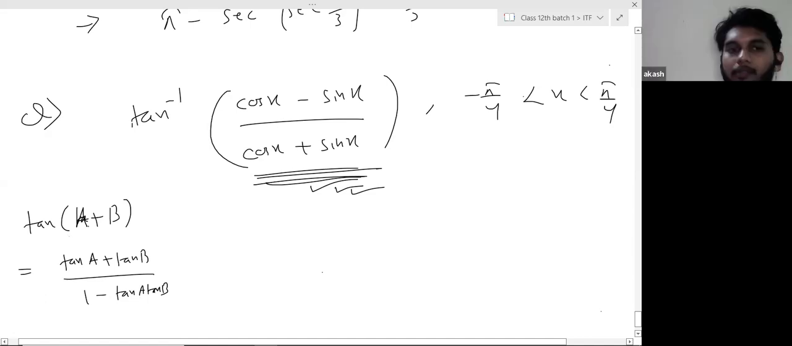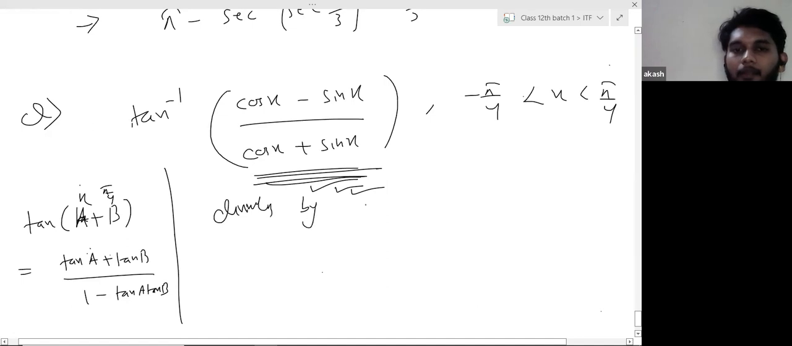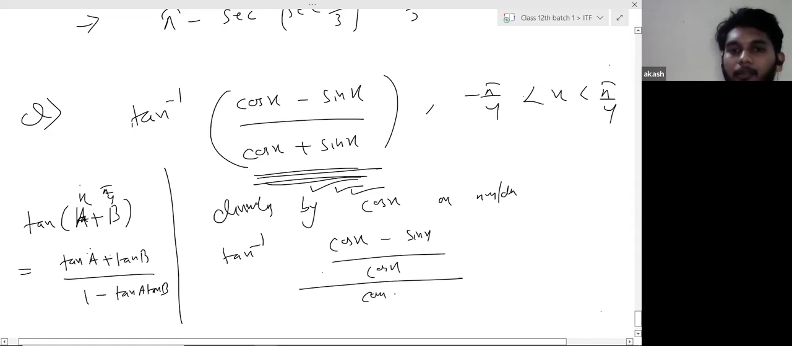Right. So if I put this as pi by 4 and x, so tan pi by 4, we get 1 plus tan x upon 1 minus tan x, right? So this we have to convert. What we can do is divide by cos x on numerator and denominator. What we will get? Tan inverse of cos x minus sin x whole divided by cos x, upon cos x plus sin x whole divided by cos x.